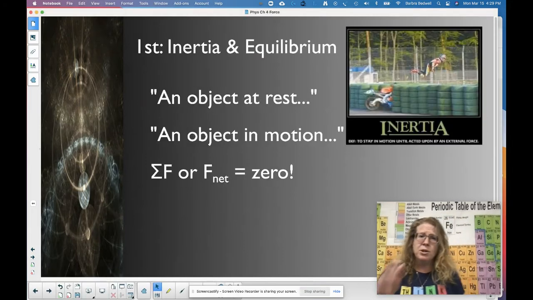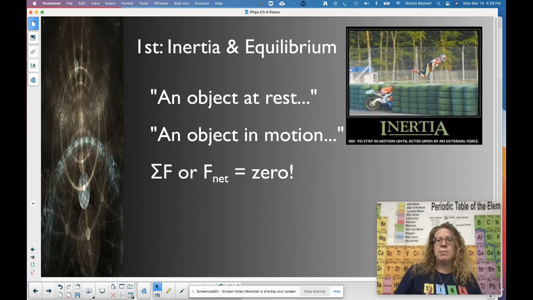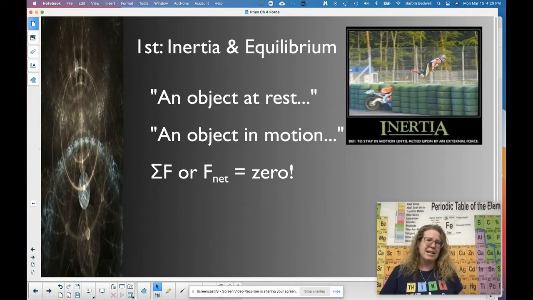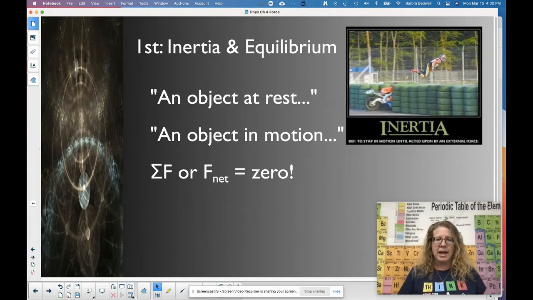There we go. So Newton's first law, when we're talking about inertia, has to do with systems that are in equilibrium. Now this is an interesting concept for students, because equilibrium means that the forces in play are all balanced out. So an object at rest tends to stay at rest, and an object in motion tends to stay in motion. However, this does not mean that there are no forces acting upon an object. There could be hundreds of forces acting upon an object, but they all cancel each other out. The net force is equal to 0.